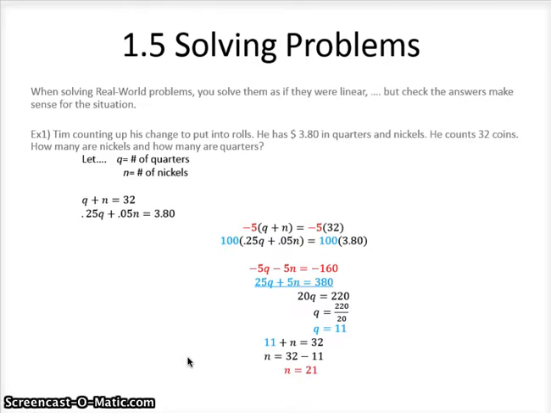So again, don't forget to put your let statement. Therefore, 21 nickels and 11 quarters. And again, whether you use substitution or elimination, whether you eliminate n or q first, your final answer will still be the same thing. Let's look at another example.